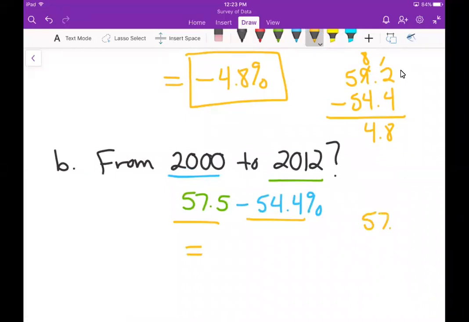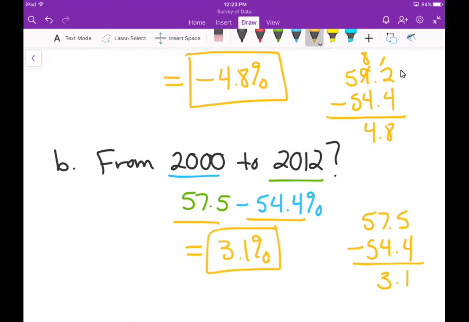And again, I like to put it vertically if I'm doing it by hand. 5 minus 4 is 1. Bring that decimal down. 7 minus 4 is 3. So my final answer should be positive 3.1% to show that it did in fact go up by 3.1% from 2000 to 2012. Very important you do the end minus the beginning to get the correct sign to show that it's an increasing or decreasing change in quantity. Okay?